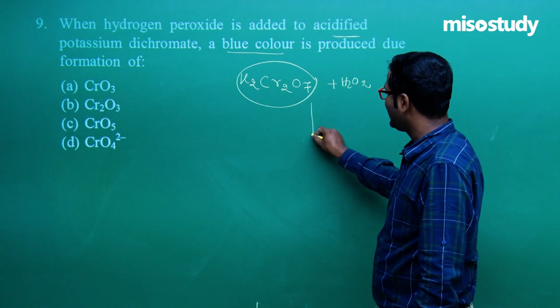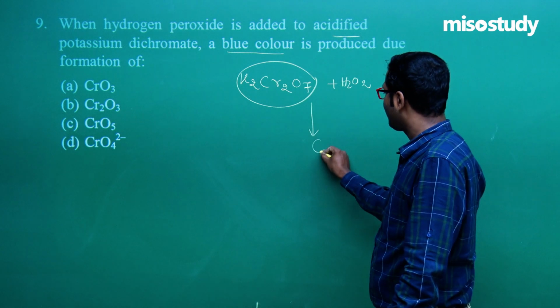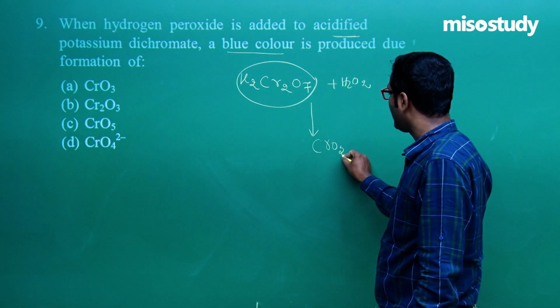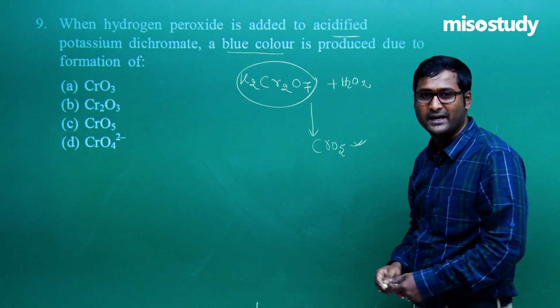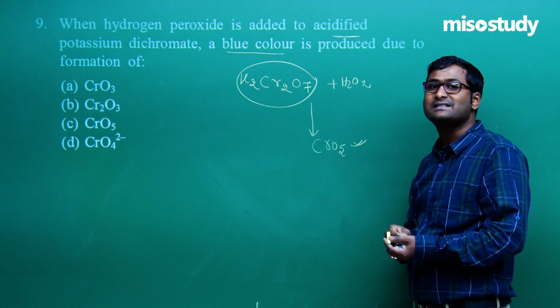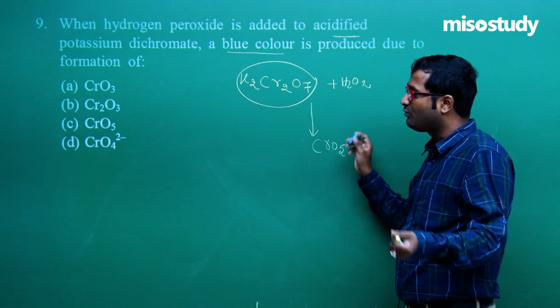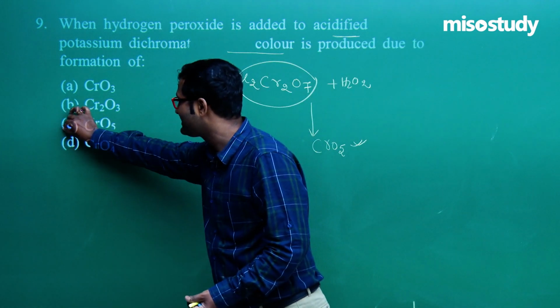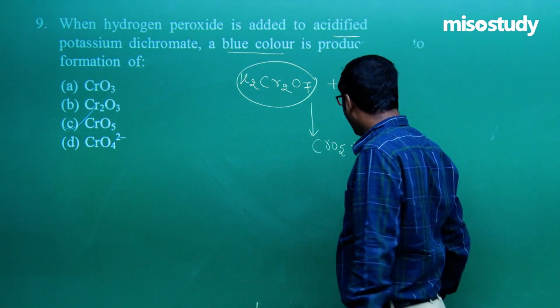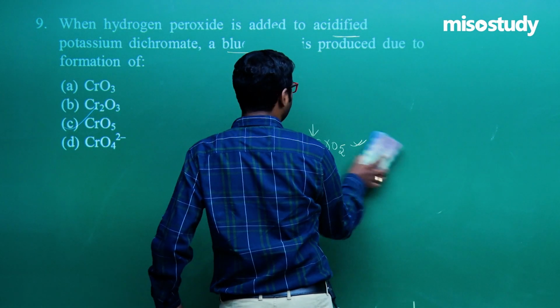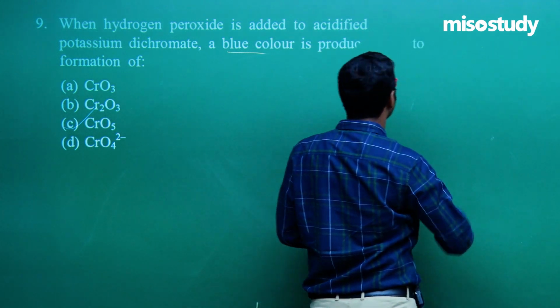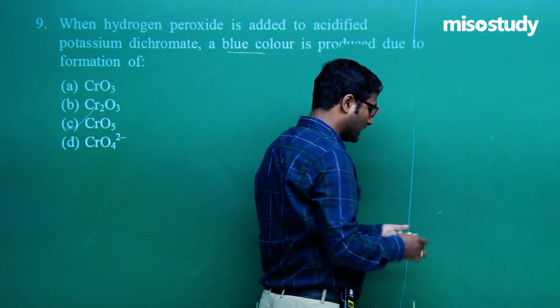As I discussed earlier, there is a blue color formed due to the formation of CrO5, and this has a butterfly structure. So by using theory, we can say this is the C option. Now how to proceed with the reaction? Check it out. If you remember, then it's all okay. If you do not remember, now check out the reaction.